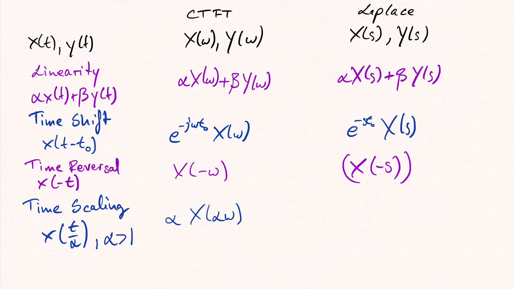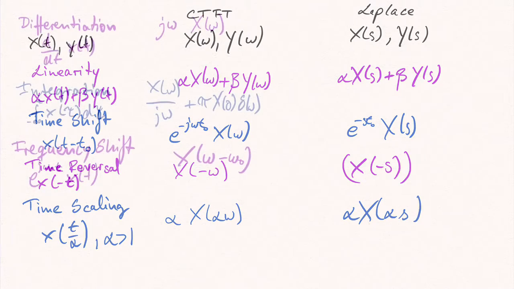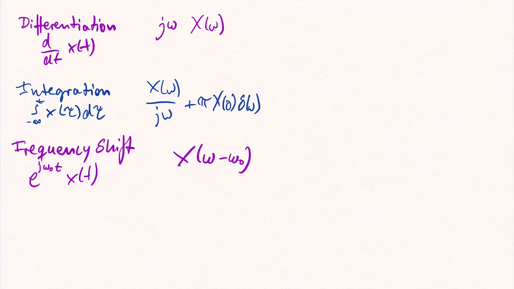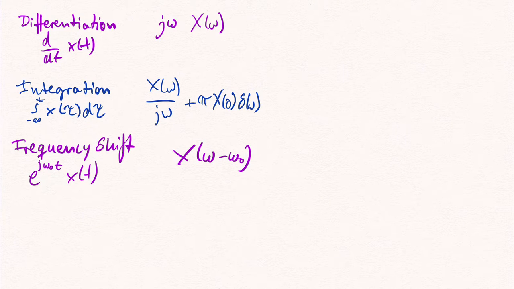The time-scaling property of the Laplace transform is again very similar to the property of the CTFT. Instead of alpha times X of alpha omega, we now get alpha times X of alpha s. When applying the Fourier transform to the derivative of x of t, we got the original X of omega, but multiplied with j omega. Now for the Laplace transform, we get s times X of s, but we have to subtract small x of 0 minus, which is the value of the signal in time domain just before 0.